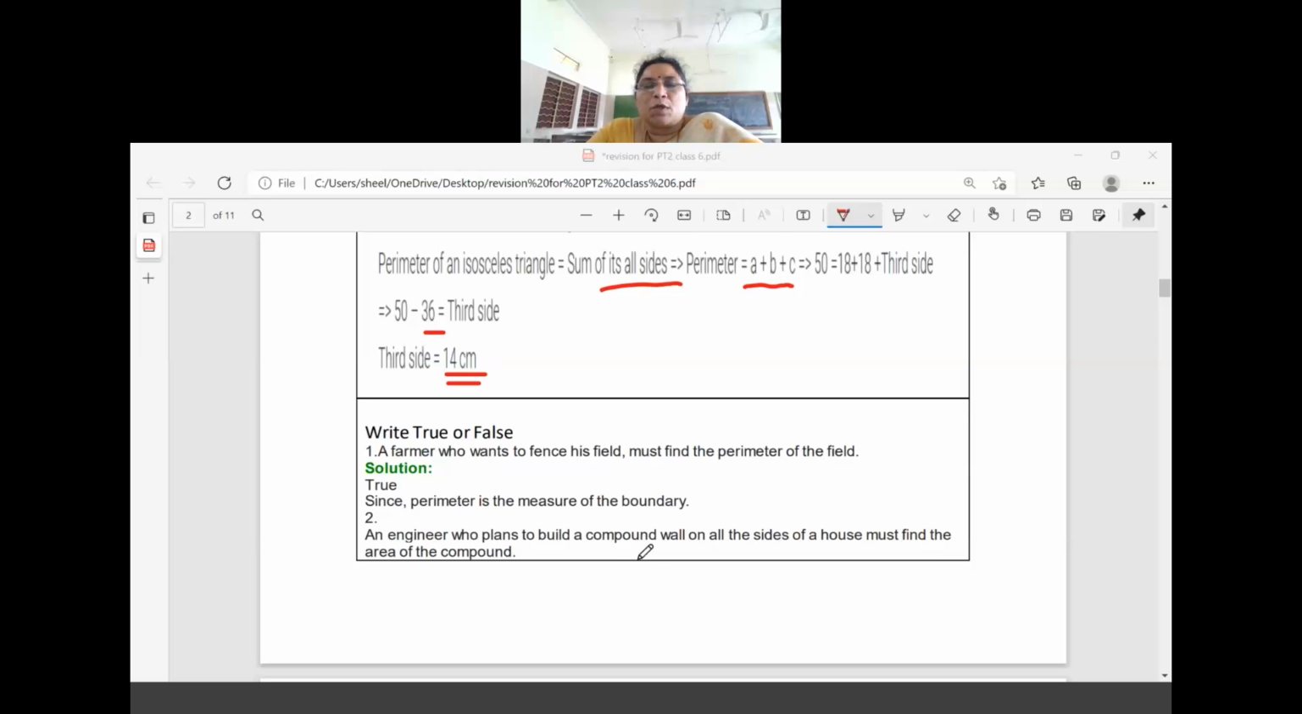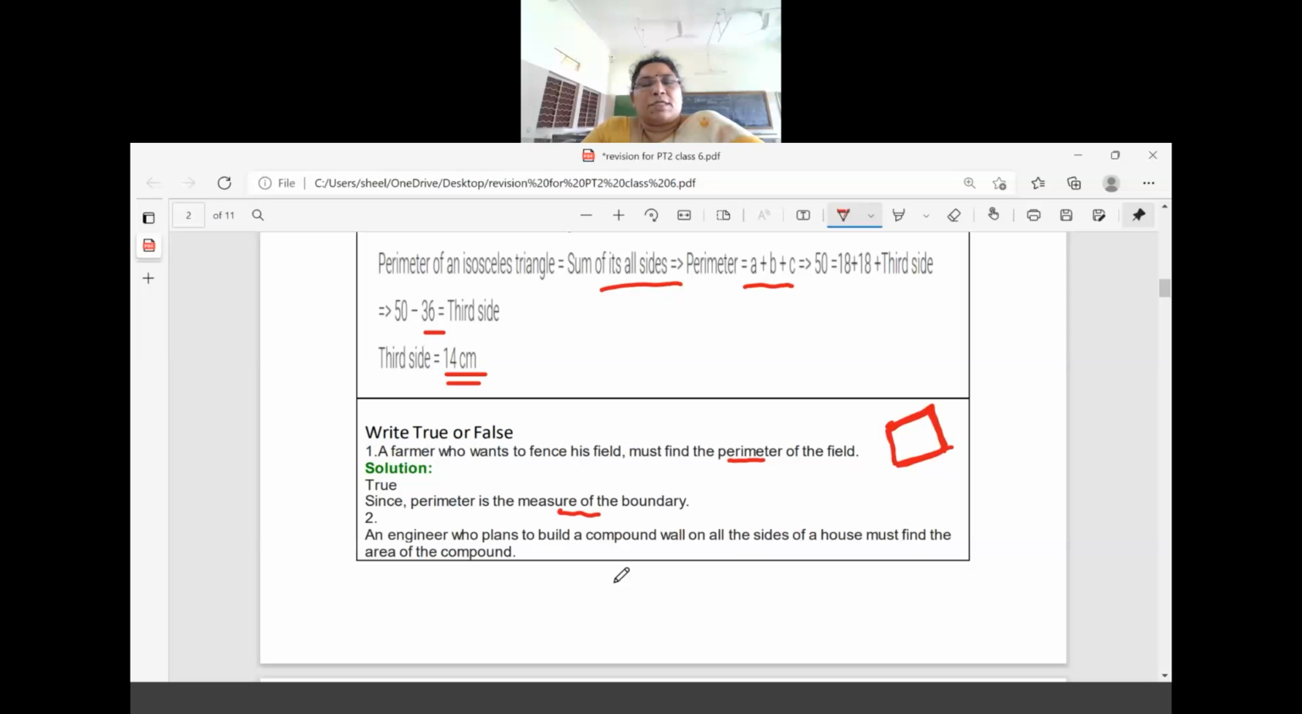So first question is what? A farmer who wants to fence the field must find the perimeter. So when we are having a field, whether it is a rectangle or a square, what will we do at fencing time? We will go for the boundary only. So boundary means what? It is the perimeter only. So the same thing they have mentioned here, isn't it? So a farmer who wants to fence the field must find the perimeter of the field only. So we can say it is true. Perimeter is the measure of boundary. Clearly it is written here, perimeter is the measure of boundary.